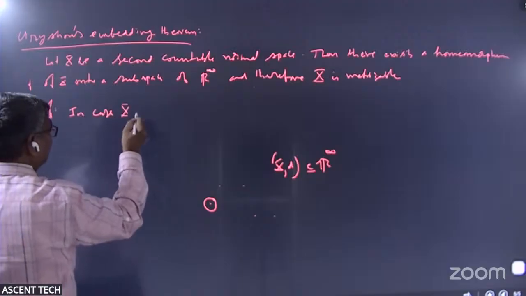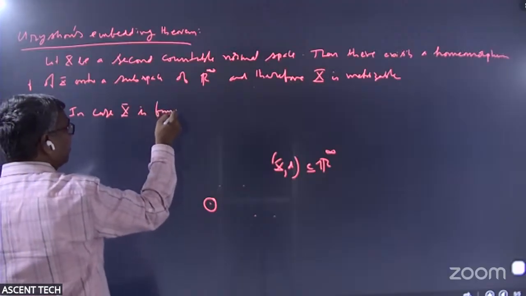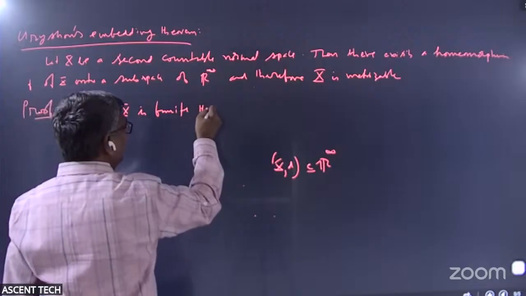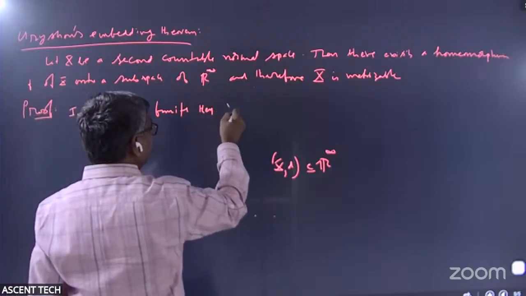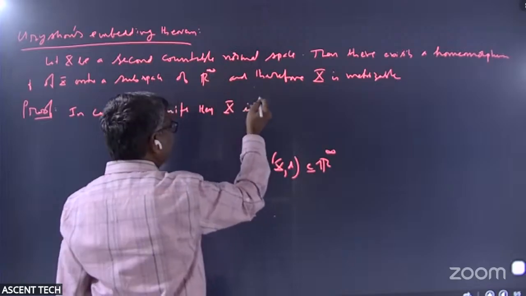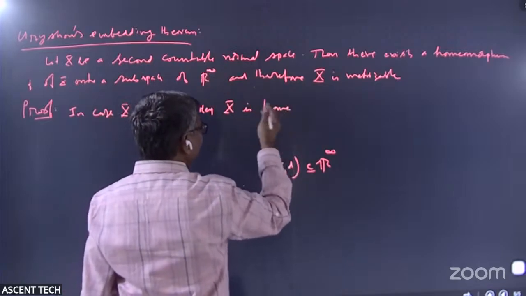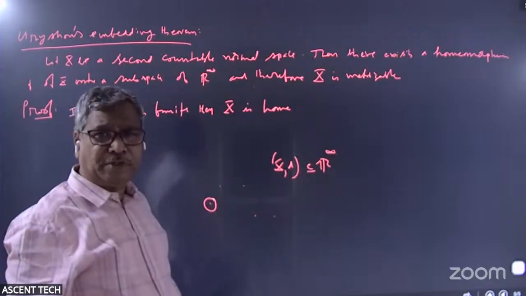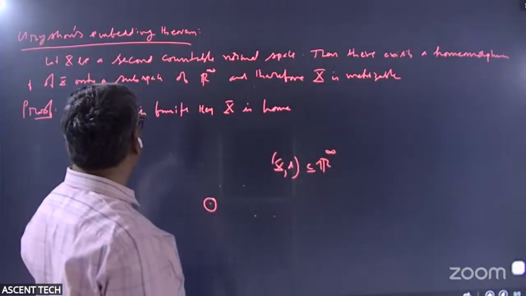there is nothing to prove. If X is finite, then X is a discrete topological space. X is homeomorphic to a finite set. It's obvious.